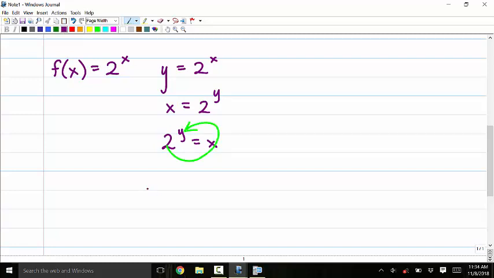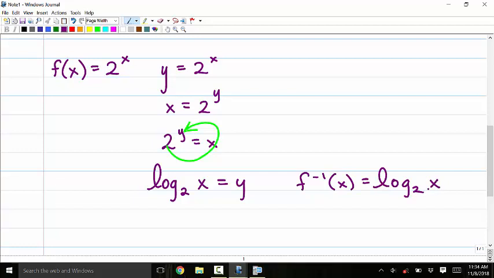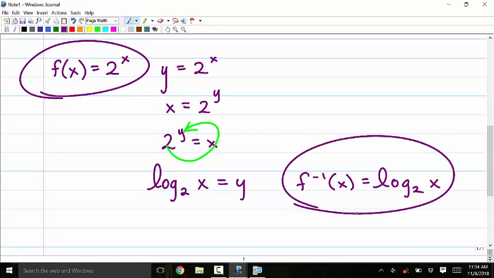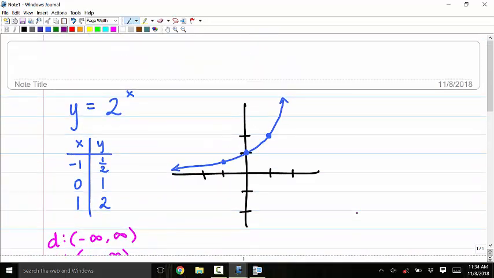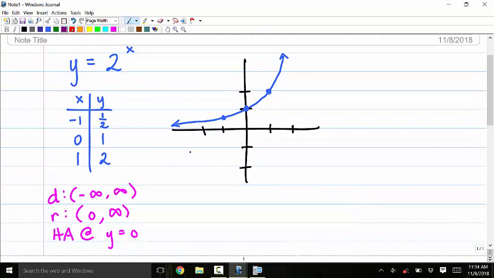So I'm going to write log base 2 of x equals y. This is my inverse function, yes? Log base 2 of x. If I start with y equals 2 to the x, my inverse function is y equals log base 2 of x. All right, go back up here. I now want to graph y equals log base 2 of x.